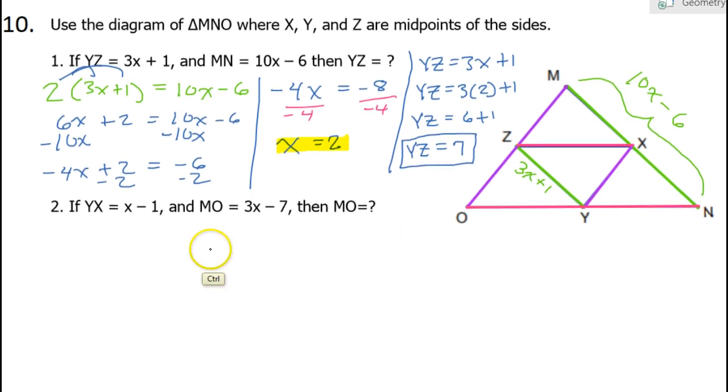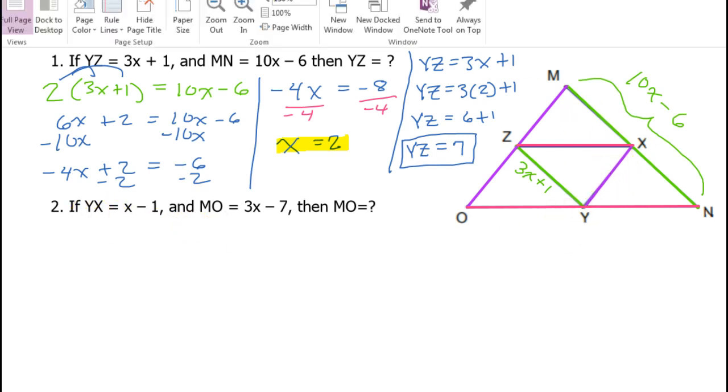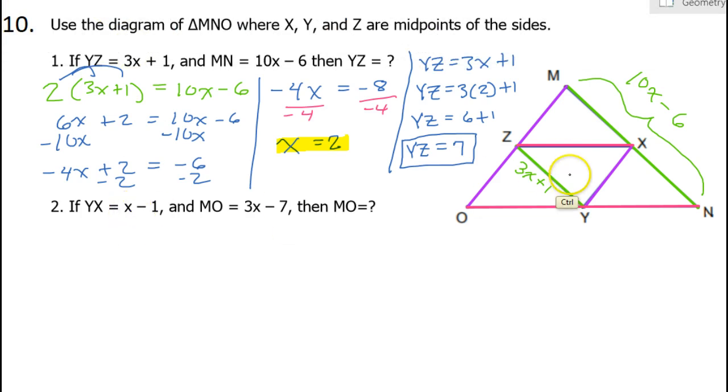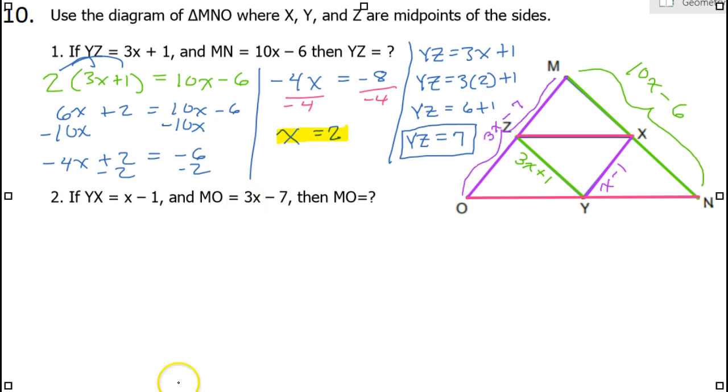Okay, moving on to part 2 of problem number 10. YX, let's see, YX is right here. So let me switch to purple. YX is x minus 1. So I've got x minus 1. Now MO is 3x minus 7. That's this whole side. Now we know that if I double the midsegment, that should equal the parallel side. So in other words, 2 times x minus 1 should equal 3x minus 7.